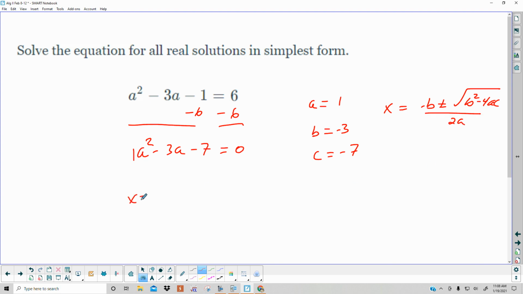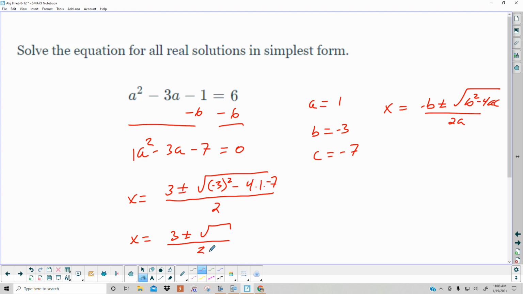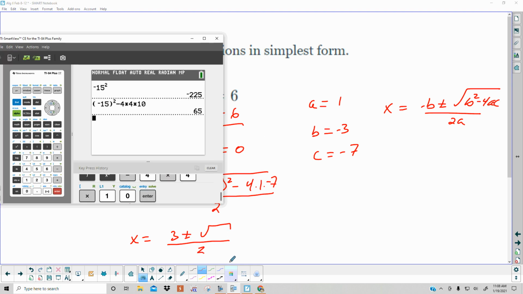So you start filling it out. X is equal to the opposite of b, so 3 plus or minus the square root of b squared. B again is negative, so I need to make sure I have that parenthesis. Minus 4 times 1 times -7 all over twice a. Twice a is 2. So x is equal to 3 plus or minus the square root of that number over 2.